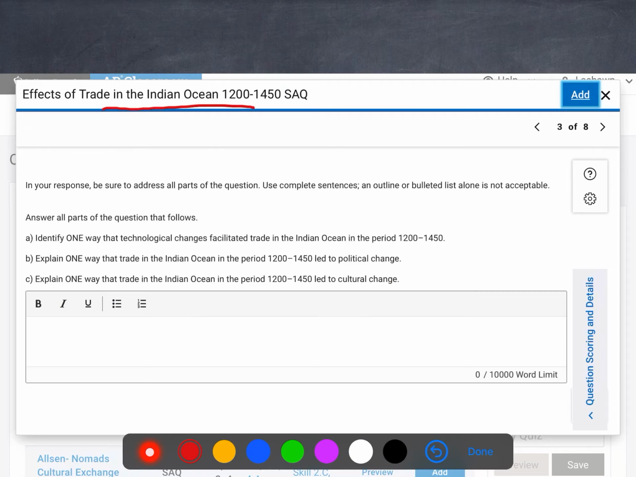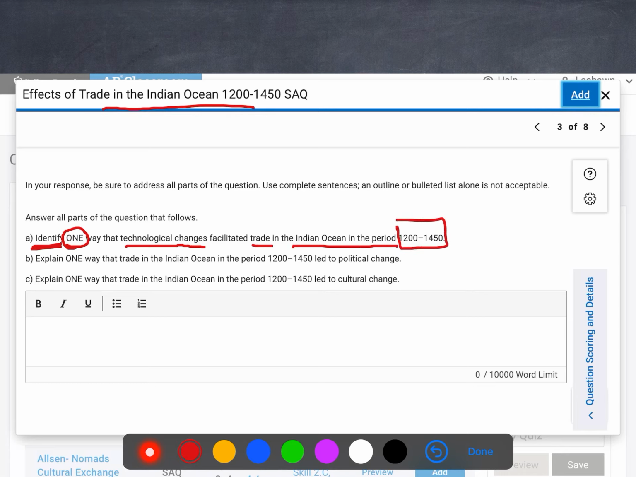So, identify one way. Ooh, I got identify. That's my first hint, my first clue. Yay. Identify one way that the technological changes, one way, not 2, not 3, for those of you who like to throw everything in the kitchen sink in there. One way that technological changes facilitated trade in the Indian Ocean period in 1200 to 1450.